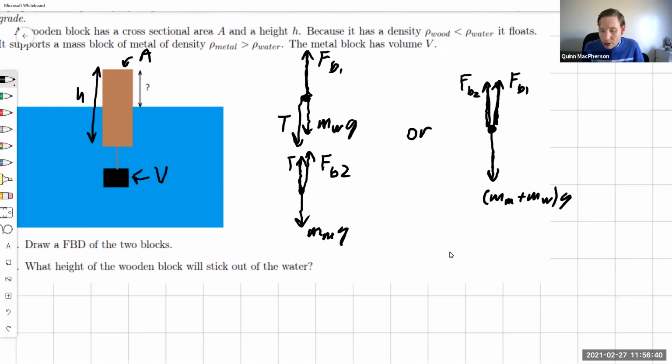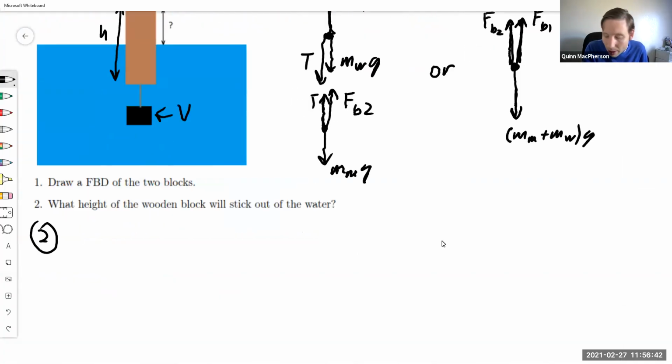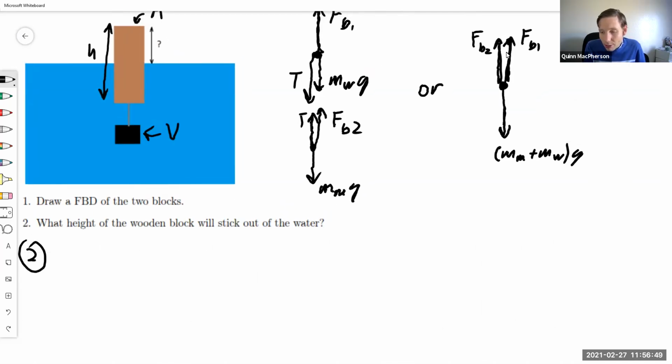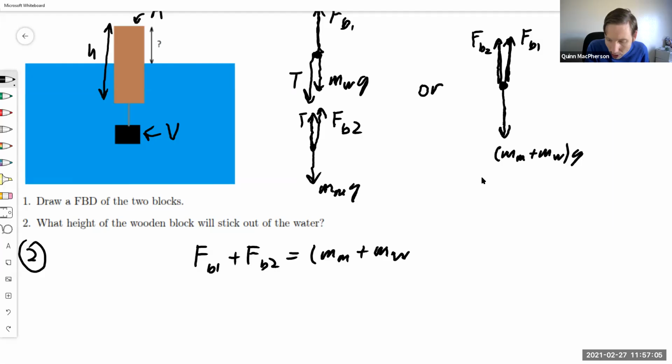Okay, so now let's move on to part 2. Let's find the unknown height there. Basically, I'm going to say the sum of forces in the vertical direction needs to balance out. The gravity force down needs to balance the buoyancy forces upward. So force buoyancy 1 plus force buoyancy 2 is equal to M metal plus M wood times G.